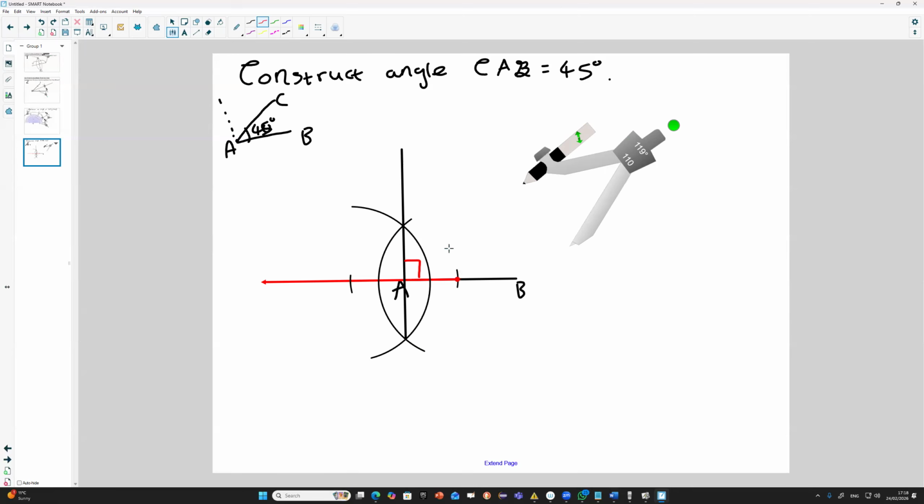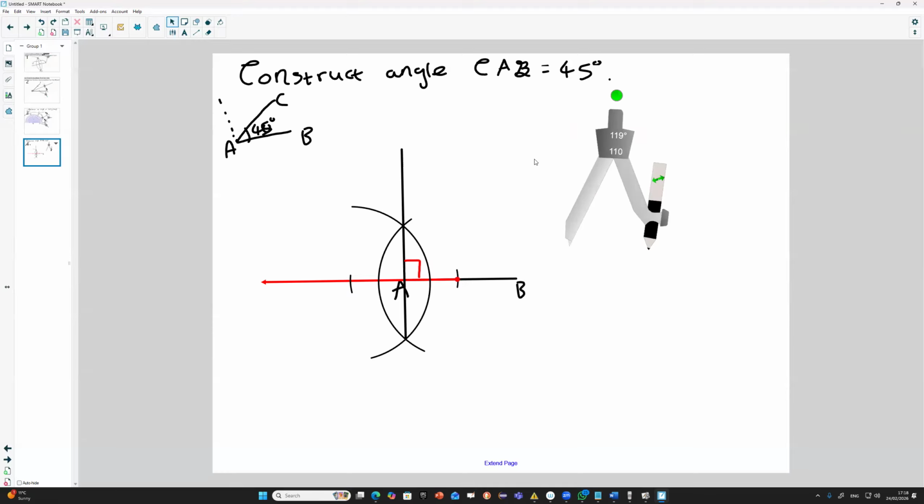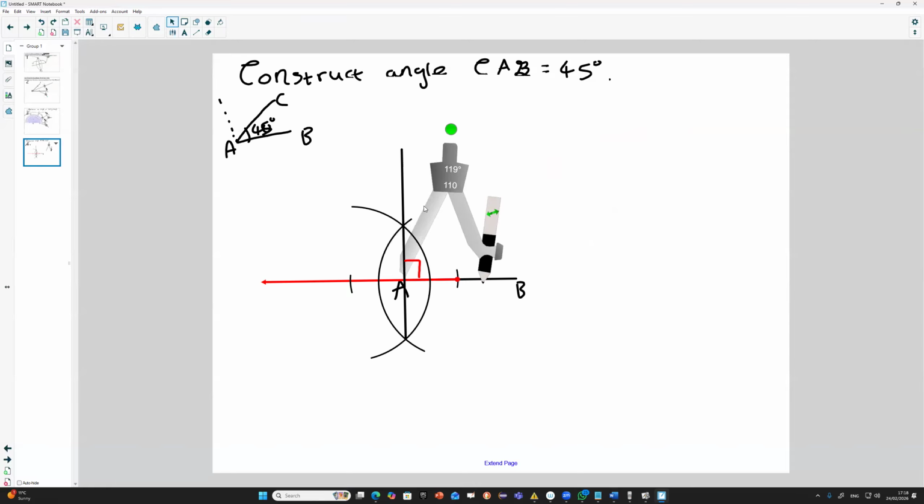So what I'm going to do is I need to chop that in half. I need to bisect it. So if I put my compass point on A, and then I'm going to draw an arc, and then another arc, leaving my compass at the same level on the line above.